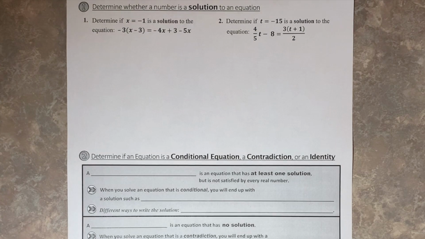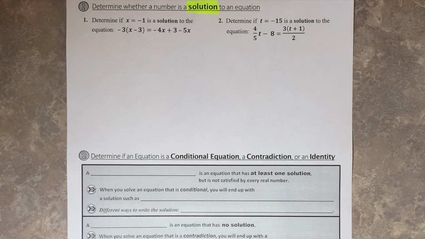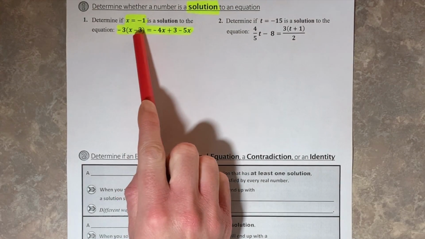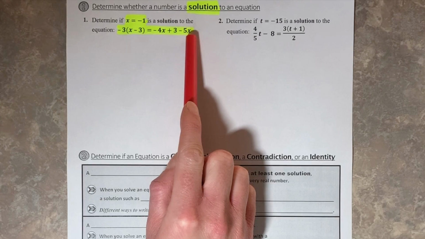To start, we're going to review how to determine if a number is a solution to an equation. Let's start with problem number 1. We want to determine if x equals -1 is a solution to the equation shown here. If a number is a solution to your equation, that means when you plug that number in for x, it makes this side of the equation equal to this side of the equation.